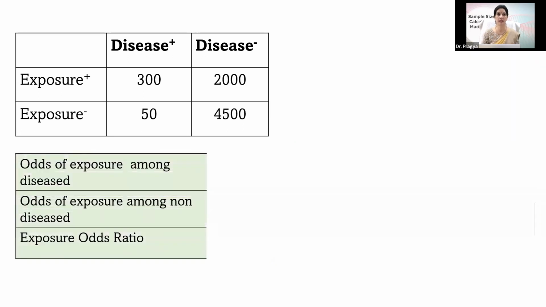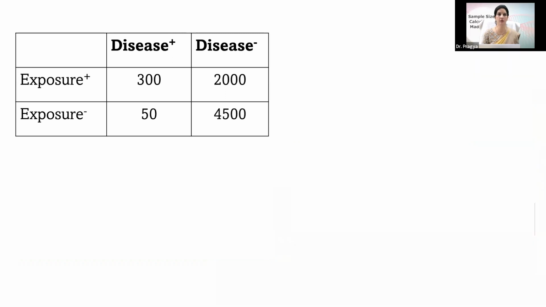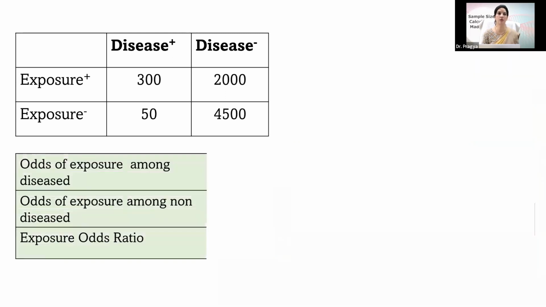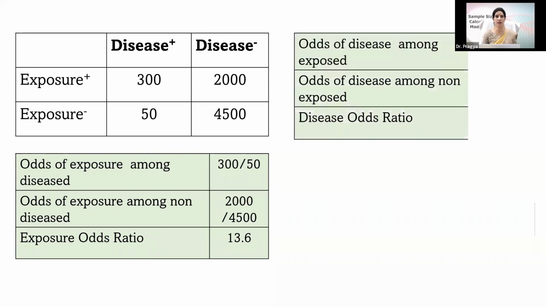Now see this example again. Here I have increased the previous example. You can see the disease was 200 and 450. The control, I have increased the controls to 10 times. And now you see the odds of exposure among the disease. So odds of exposure is again 300 by 50. Yes, you are right. Odds of exposure among non-disease is 2000 by 4500. And the odds ratio is 13.6. So it is same because I'm increasing the control with the same proportion of exposed and non-exposed. So the exposure odds ratio and the disease odds ratio will be the same in this case also.